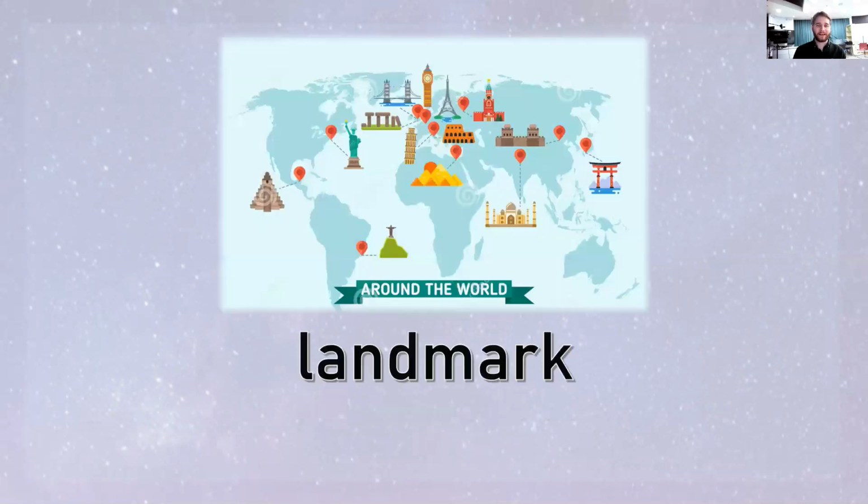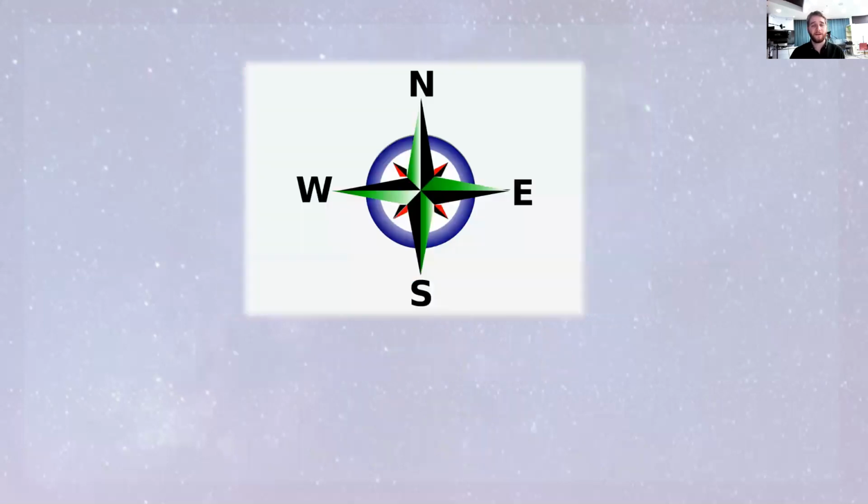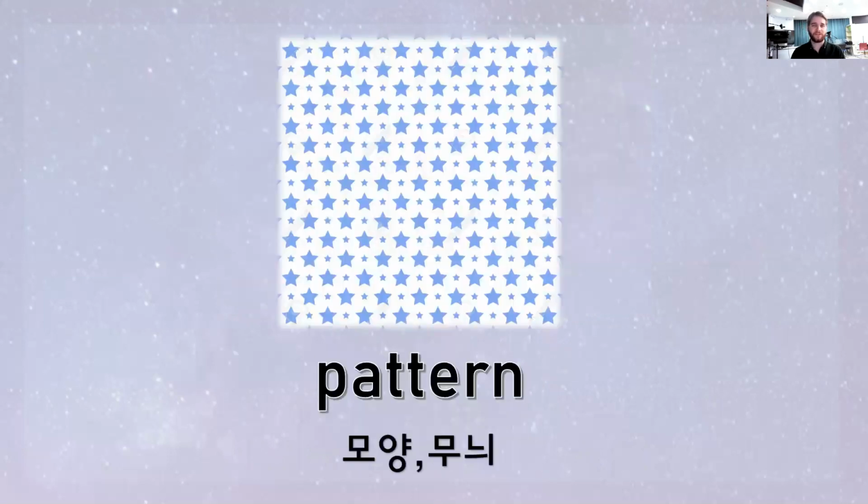Next one is landmark. So we have some different landmarks like, let's see, we have Big Ben in England. We have the Eiffel Tower in France and a lot of other ones here. These are landmarks. Next one is direction: north, east, south, west. These are directions. This one is pattern. So the pattern here is big stars and little stars, and it makes the whole pattern a whole way down.